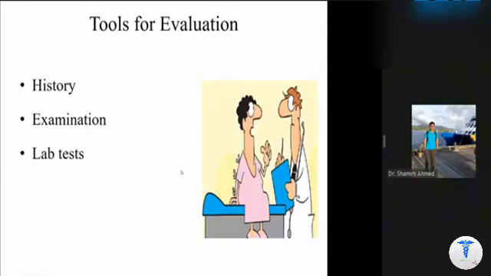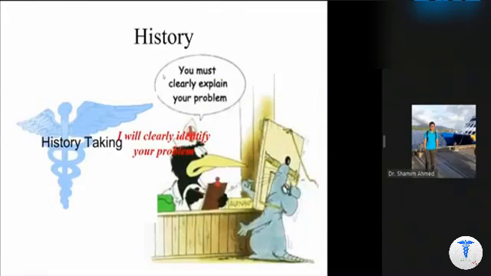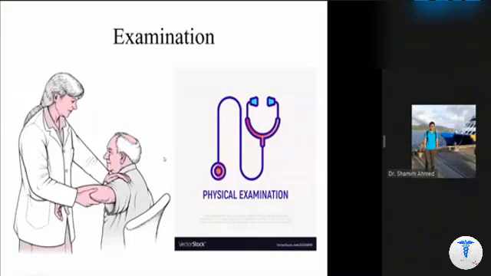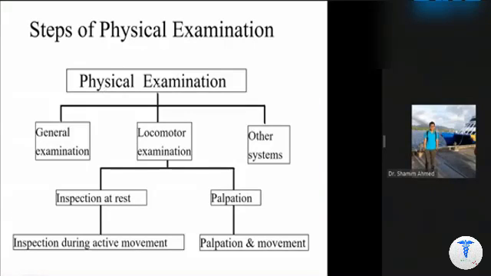Now, how can we evaluate? The tools of evaluation are proper history taking, examination, and some lab tests. During examination, the patient must clearly explain their problems, and the physician will clearly identify their problems. So, during examination, what can we do? We have to do physical examination, that is general physical examination, locomotor system examination, and examination of the other systems. Locomotor system examination includes inspection at rest and inspection during movement, and palpation of the joint and also the periarticular structures, and palpation also during movement.